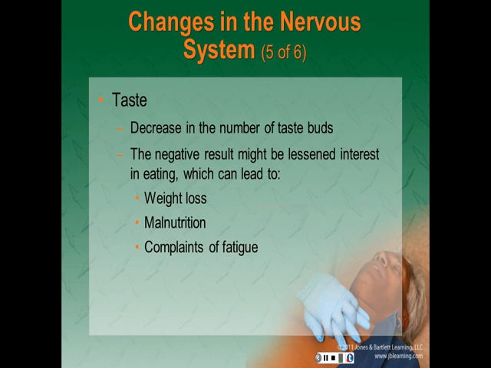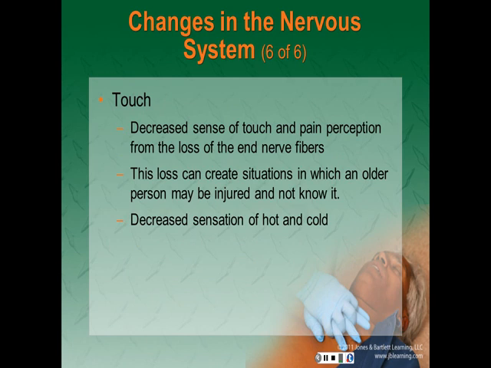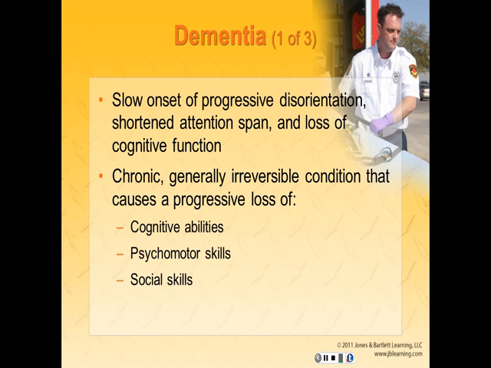The sense of taste can be diminished because of a decrease in the number of taste buds. The negative result might be lessened interest in eating, which can lead to weight loss, malnutrition, and fatigue complaints. An older person may have a decreased sense of touch and pain perception from the loss of the end nerve fibers. This loss can create situations in which an older person may be injured and not know it, and this is specific because there is a decreased sensation of heat and cold.